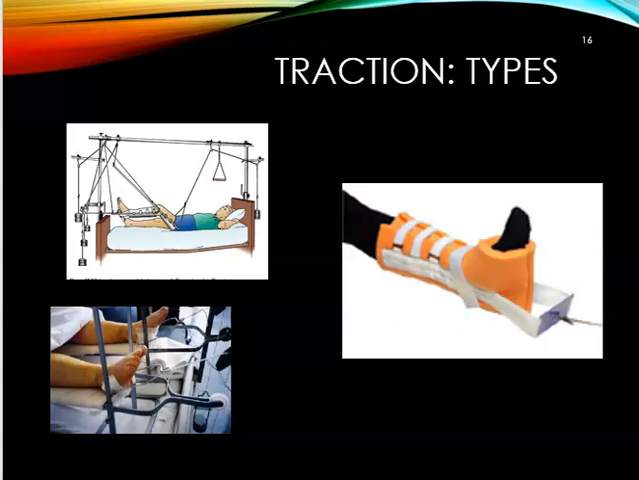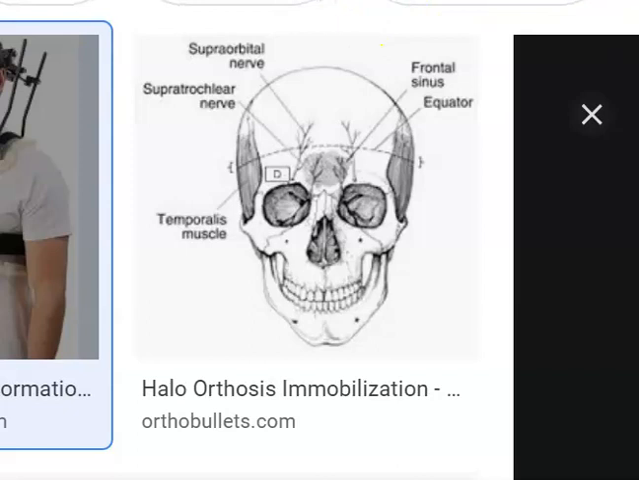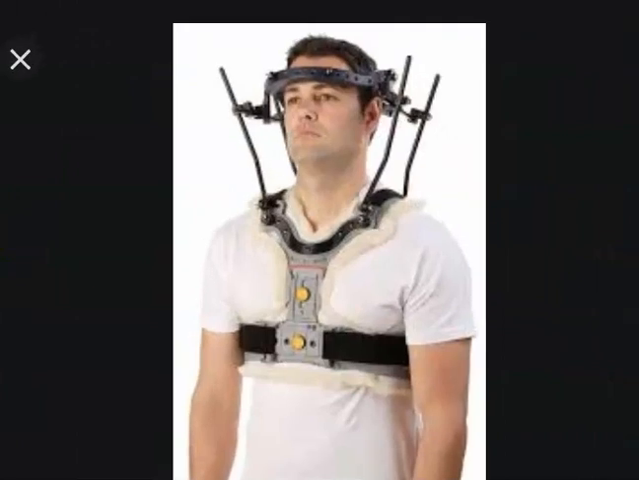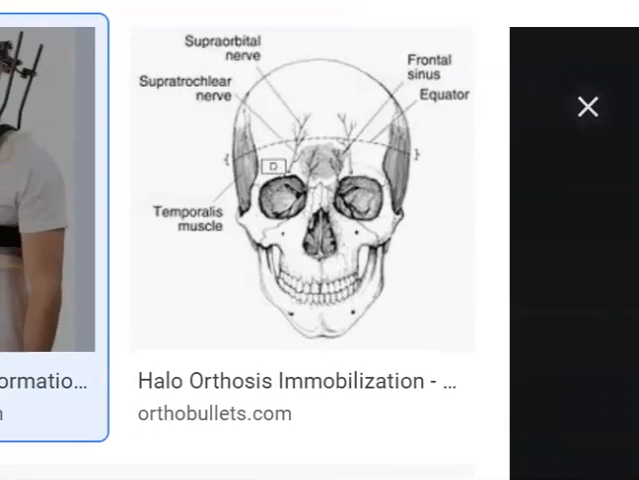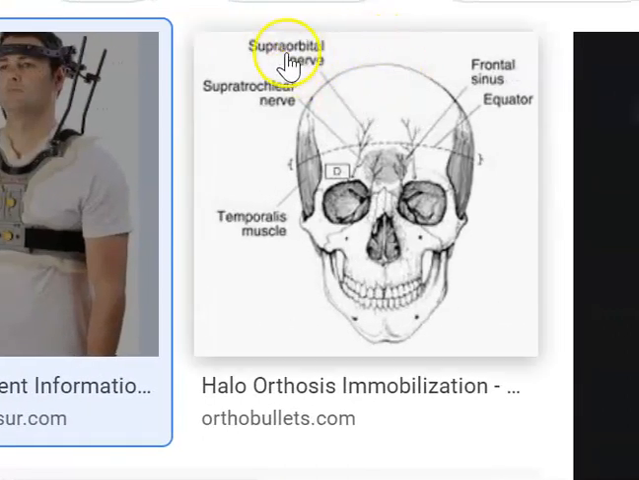And then halo, let me see if I can find a halo for you. This is going to be an example of a halo device there, and screws are placed through a halo type bar that encircles the head, and this is going to either be attached to the bed or rods that are secured to a vest worn by the client. So you see this one is secured with rods to the client. The other thing is there is a picture right here of where those pins are going into the skull.